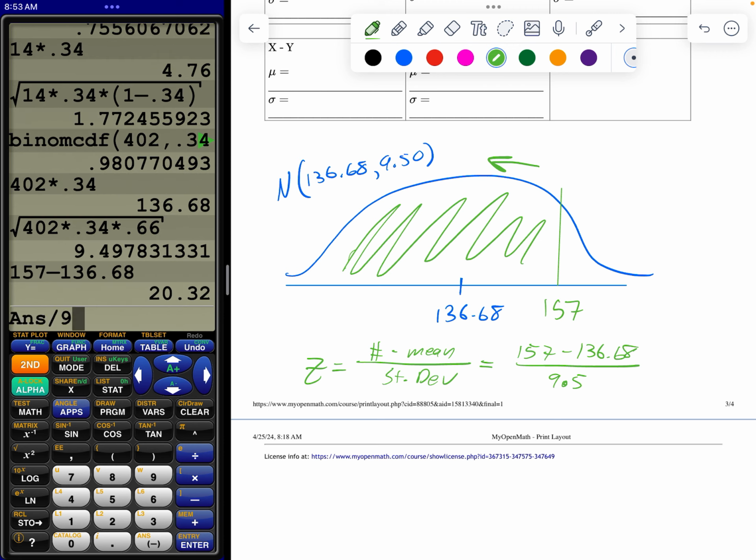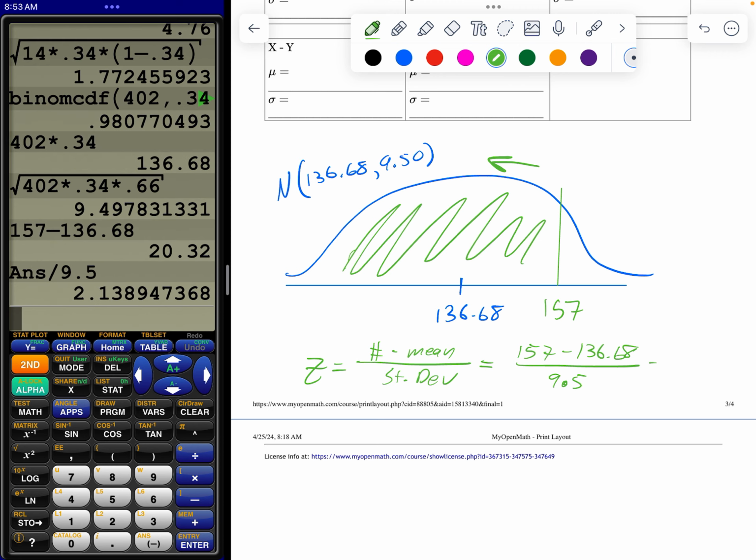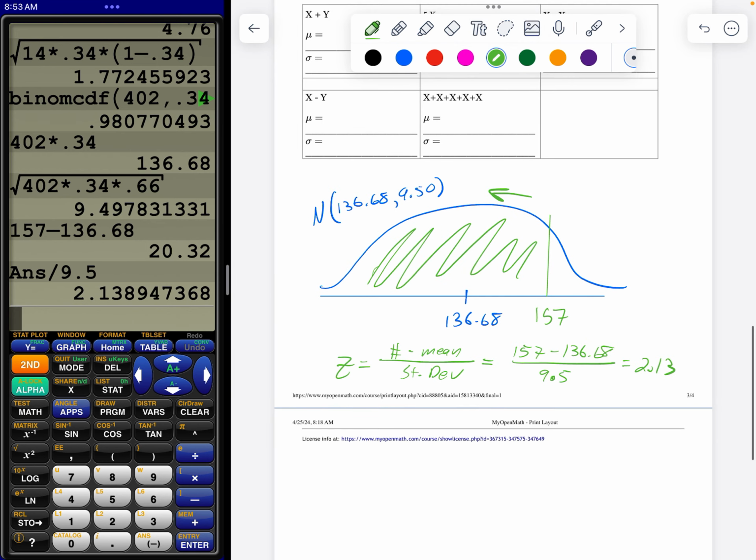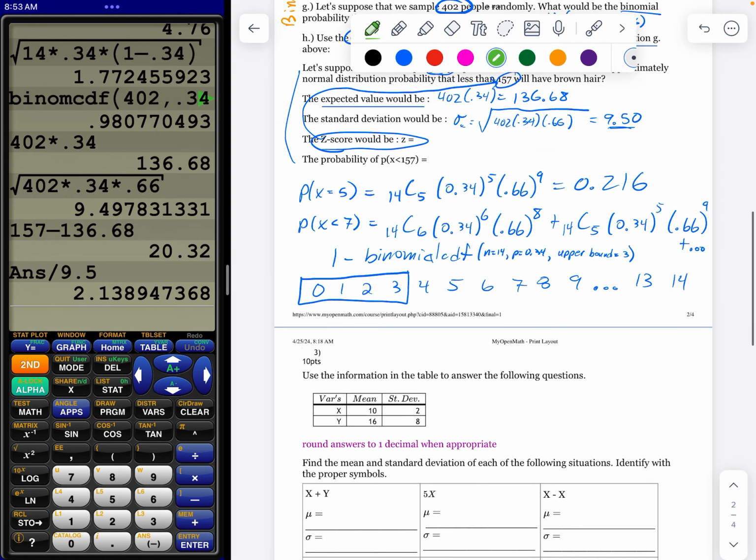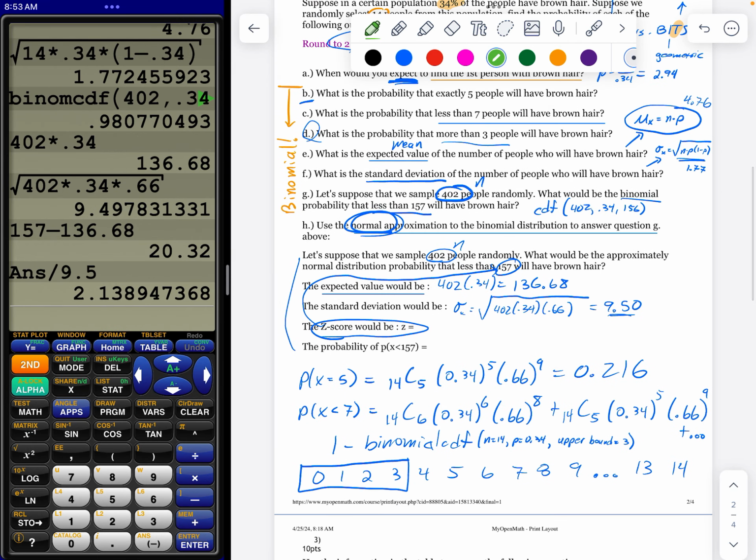Equals divided by 9.5. So my z-score is 2.13. Okay, or rounding it, 2.14. You will do the same thing with your numbers. So my z-score is 2.14. Now the probability of that.